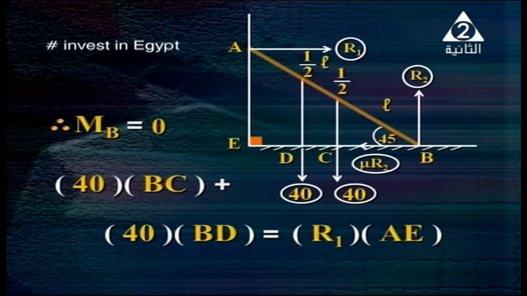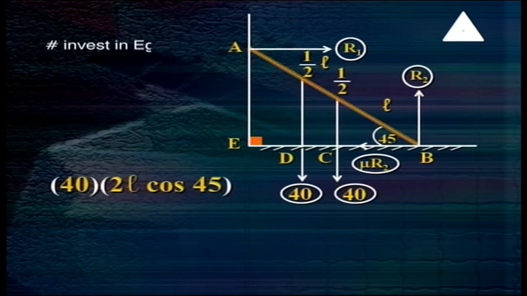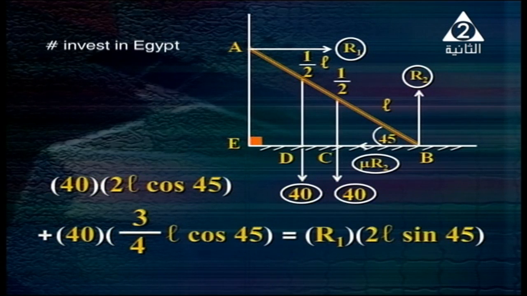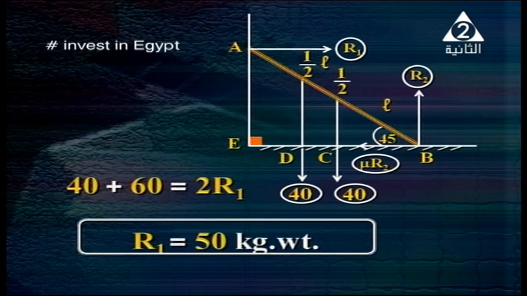Then 40 times BC plus 40 times BD equals R1 times AE. What is the length of BC, BD, and AE? Look at 40 times L cosine 45 plus 40 times 3/4 of 2L cosine 45 equals R1 times 2L sine 45. Therefore, 40 plus 60 equals 2R1. 2R1 equals 100. Then R1 equals 50 kilogram.